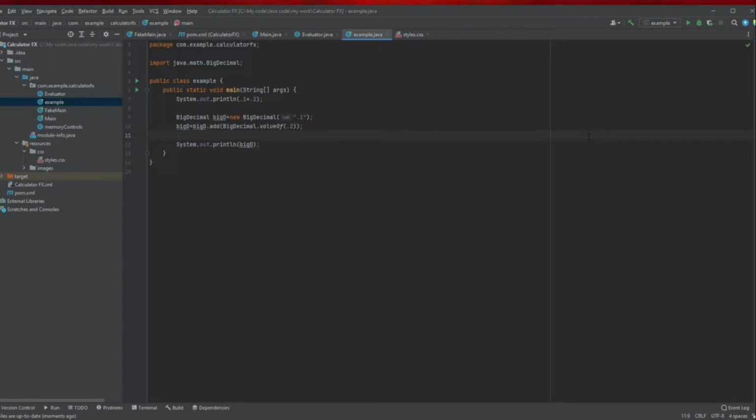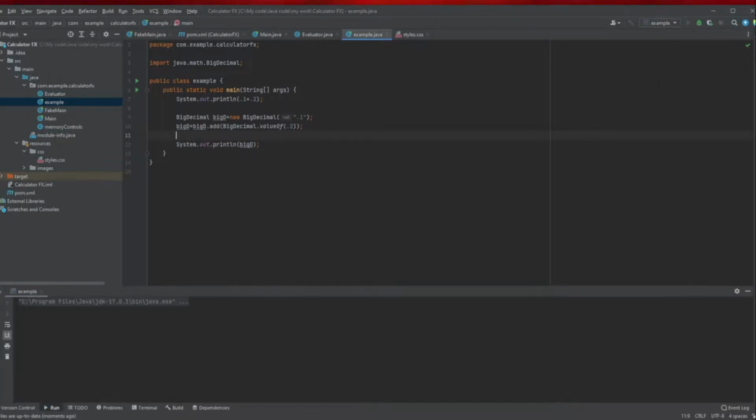Now, a way around that is to use BigDecimal. BigDecimal is much more precise, but it comes with its own downside of being slower and much more complex to use than a regular double.